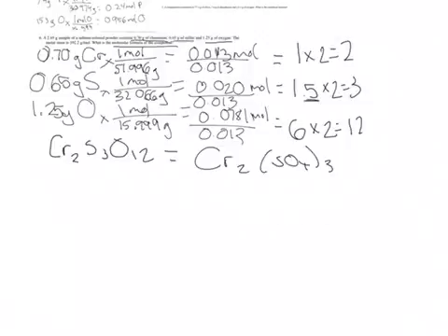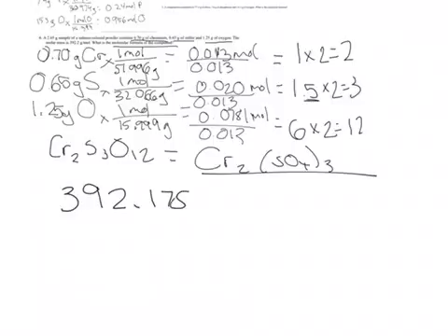Alright, so now that we have our empirical formula, we're going to find our molecular formula. First thing you have to do is get the empirical formula's molar mass. So I'm going to get the molar mass for this right here. Again, that's from the periodic table. So when I add that all up, it is 392.178 grams per mole. So that is my empirical formula mass.